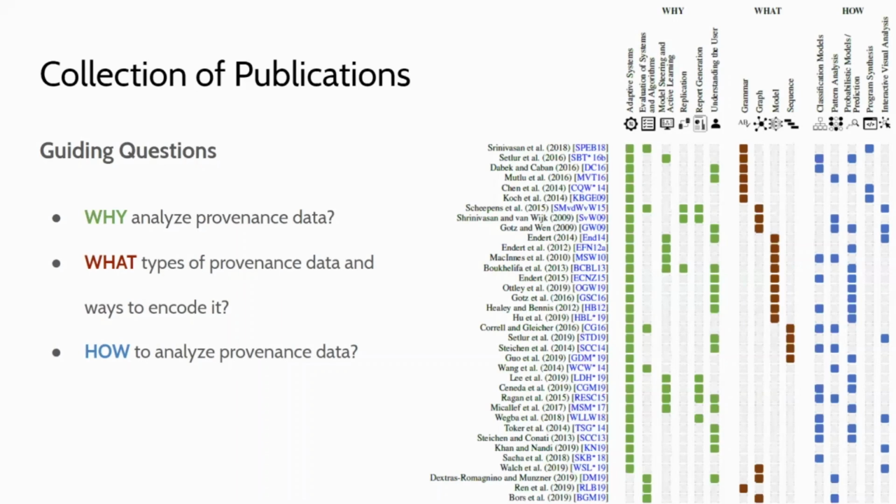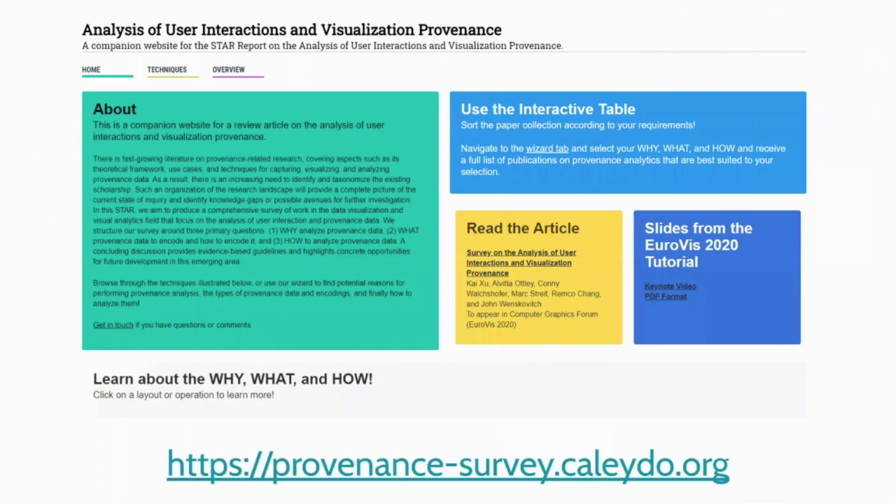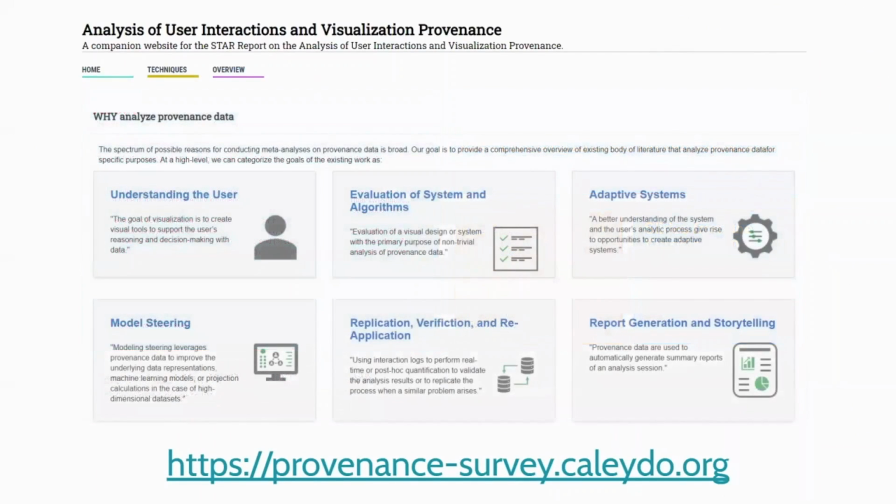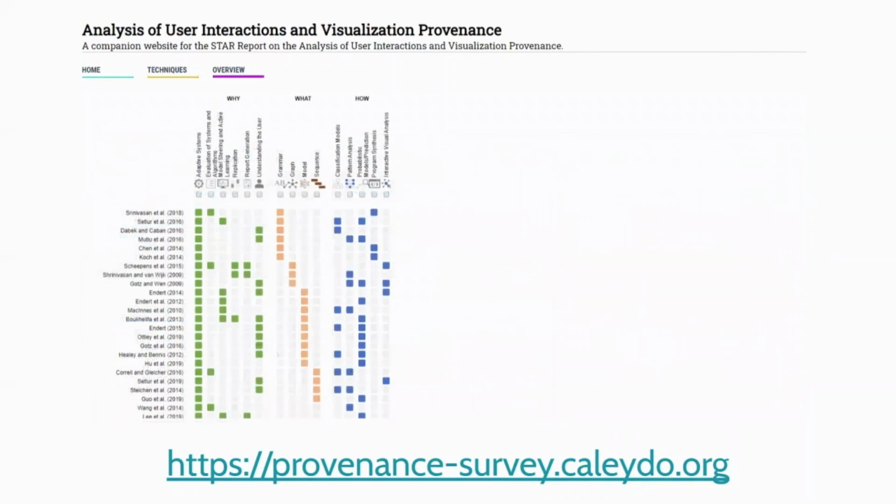Finding an appropriate structure for the table was difficult. We decided, therefore, to let users explore the list of publications interactively. We implemented a website where users first get an overview of the categories and then can decide whether the why, the how, or the what has a higher priority in search.